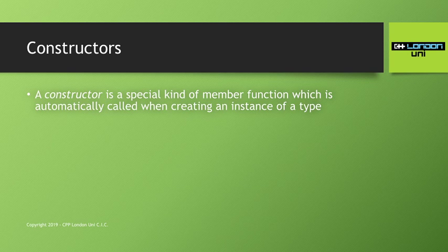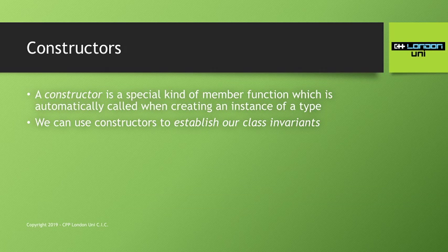A constructor is a special kind of member function that is automatically called by the compiler when it is creating an instance of our class. It's a function that gets called automatically when we create a new object of our class type. And we can use constructors to establish our invariants, to make sure that these rules that we have about our class are true right from the start.